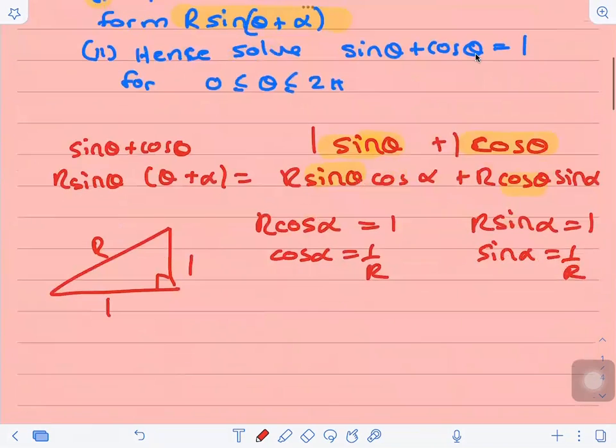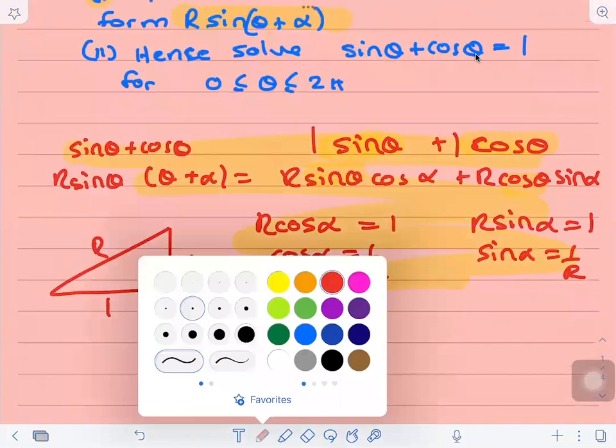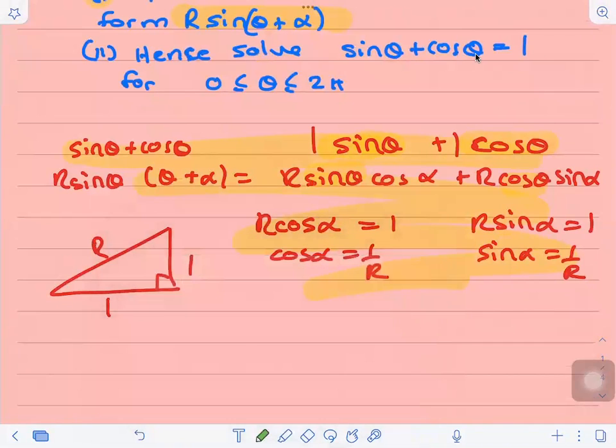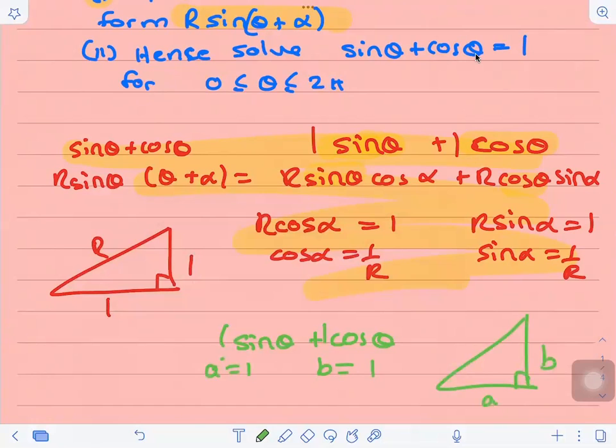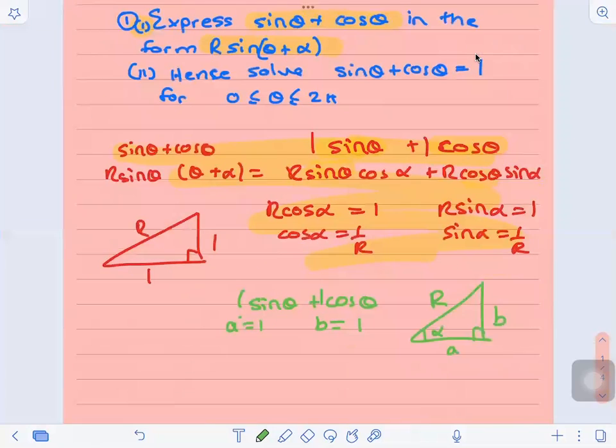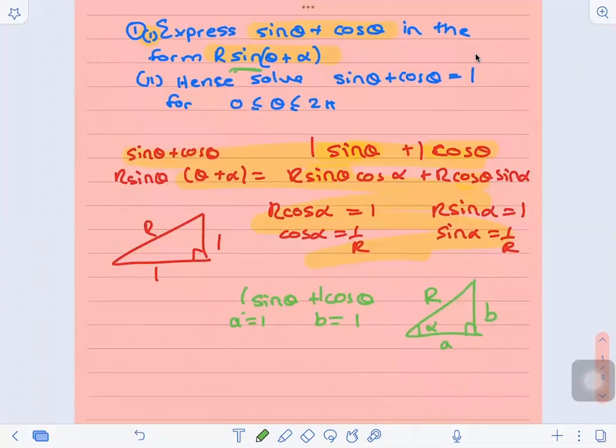Now the way to remember your triangle, instead of deriving it like this each time, is the fact that if you've got sine theta plus cos theta, that's 1 in front of each. This is A equals 1 and B equals 1, and your triangle will be A, B, alpha, and this will be R. R is the hypotenuse. So remember A for adjacent.